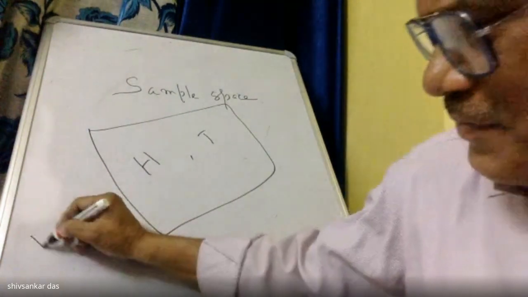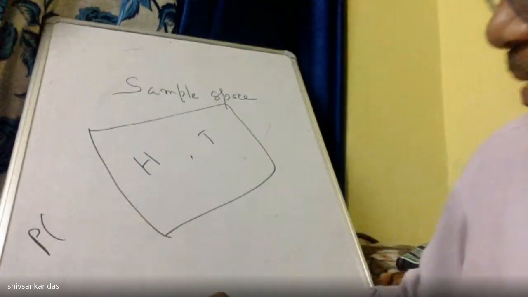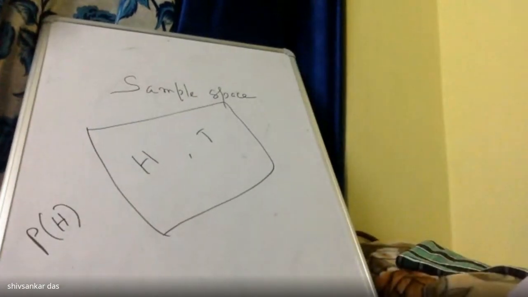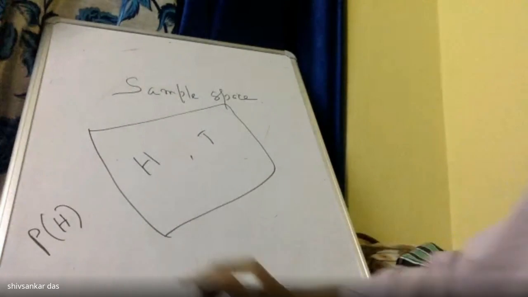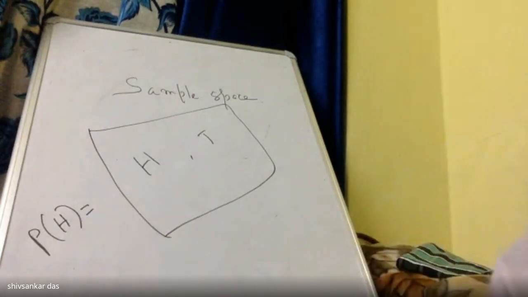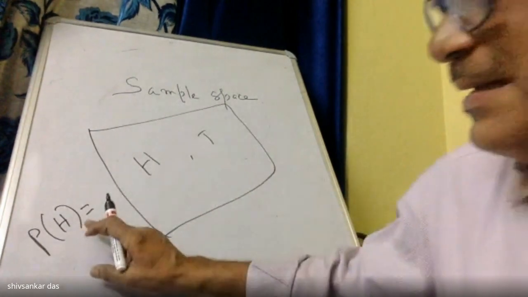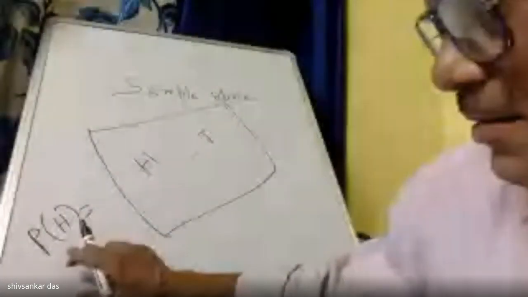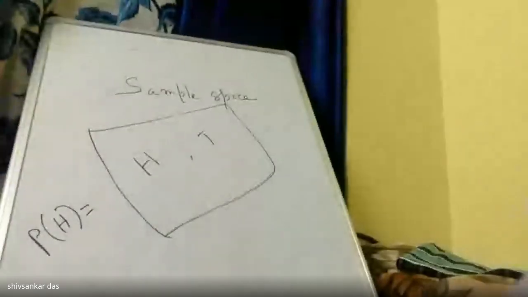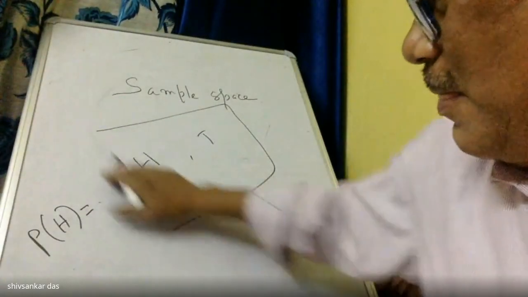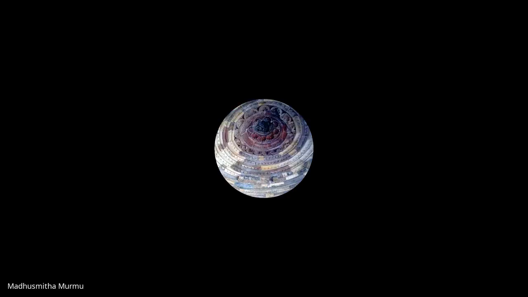So if I say probability of getting head out of the sample space, what is the probability of getting head? Who can say? What are the possible cases? 1 by 2, sir. 0.5, 50%. Please don't jump.